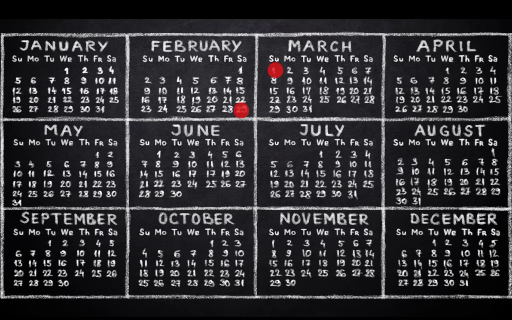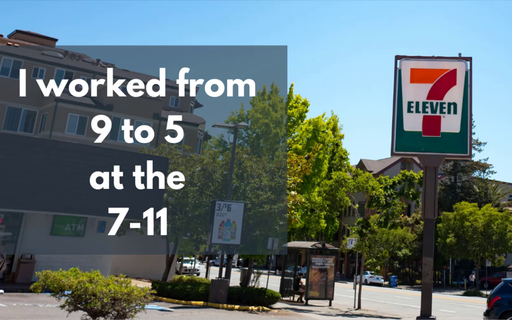But what about the odd months? Well, March is easy. Since the last day of February is Saturday, it means that March 1st is Doomsday. It's Sunday. Uh-oh, but what about the rest of the odd months of the year? And that's where you'll want to remember your second mnemonic device. That mnemonic is, I worked from 9 to 5 at the 7-Eleven.